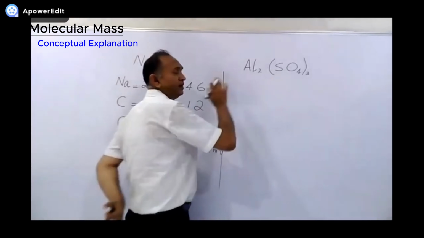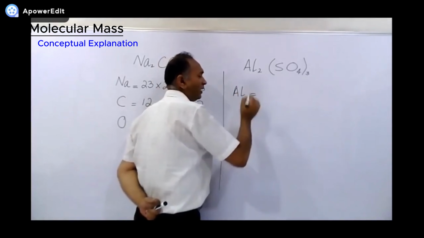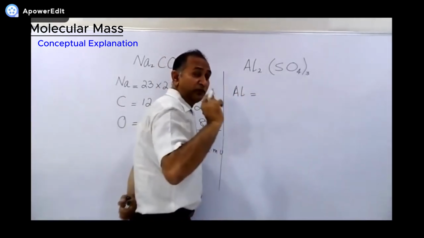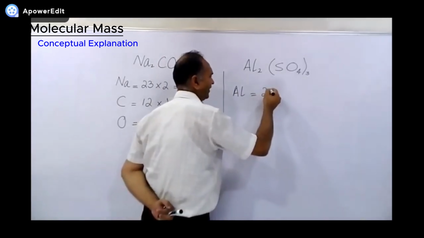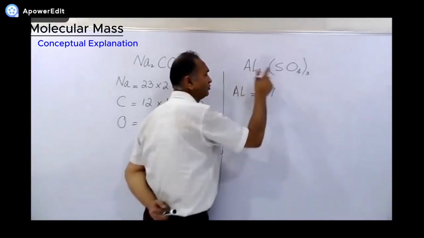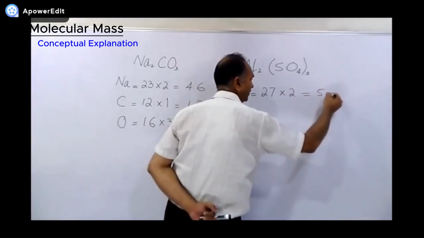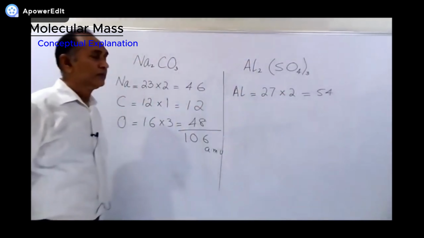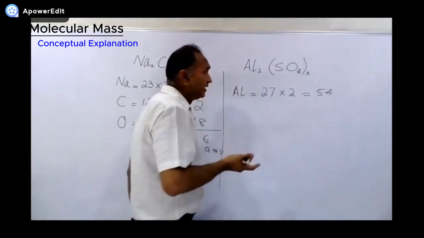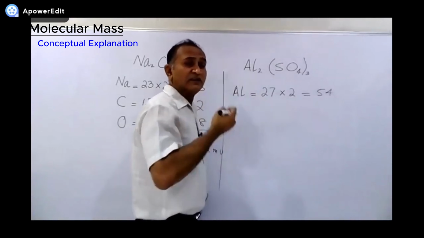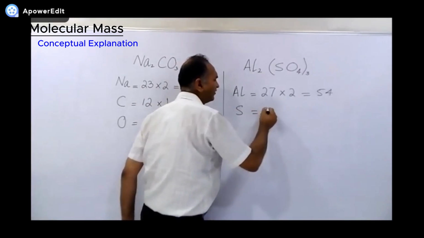What is the change? First one is aluminium. Can anyone tell me the atomic mass of one aluminium atom? 27. How many aluminiums do we have here? 2. 27 2s are 54. Next, oh, the bracket has started. Now whatever we say is inside the bracket. So there is something different. Sulfur. What is the mass of a single sulfur? 32.